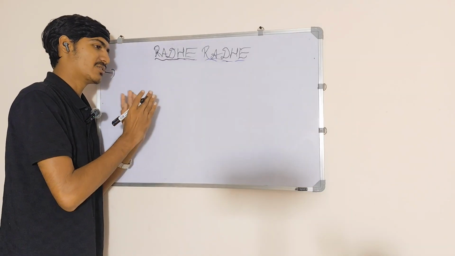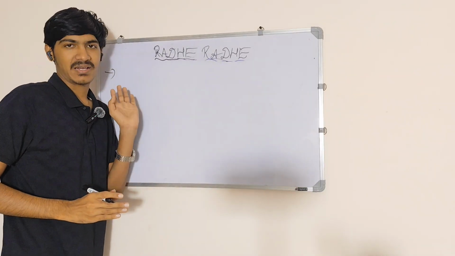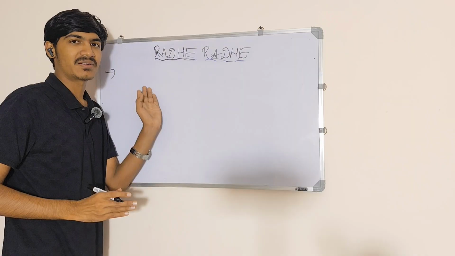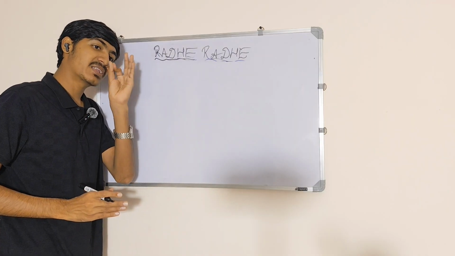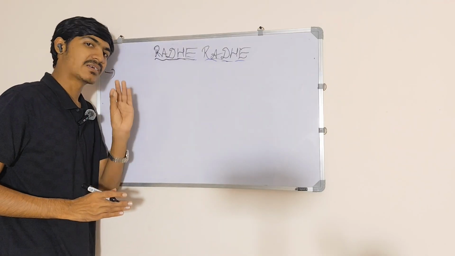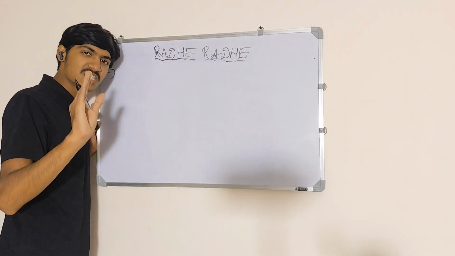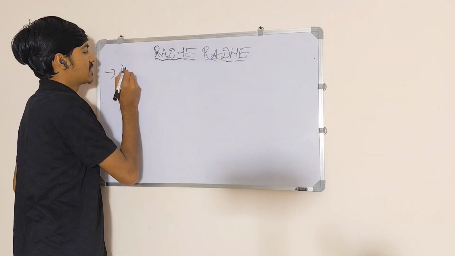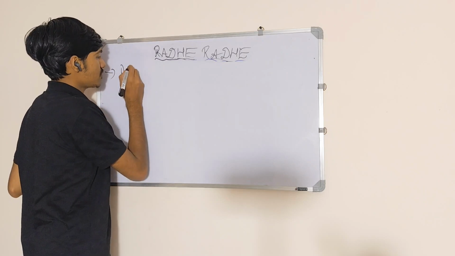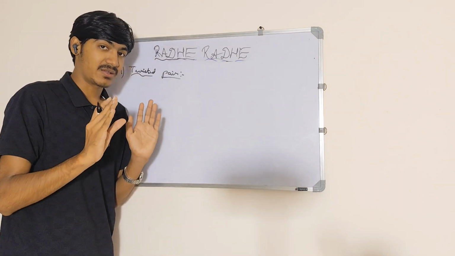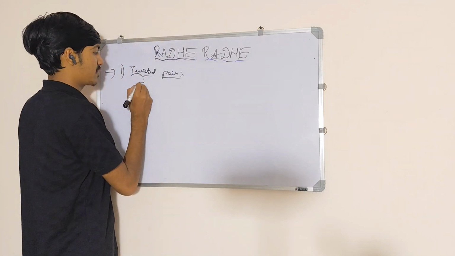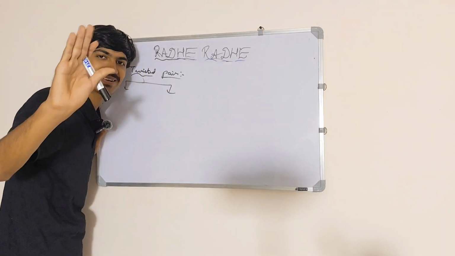Guided media, as I told you, is a physical connection between sender and receiver, where there is a dedicated path for the data to travel. That's it, simple. The first form of guided media is twisted pair, which is again of two types. Don't scratch your head, it's very easy.